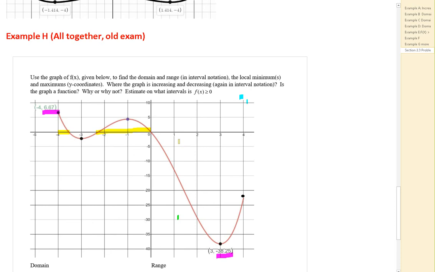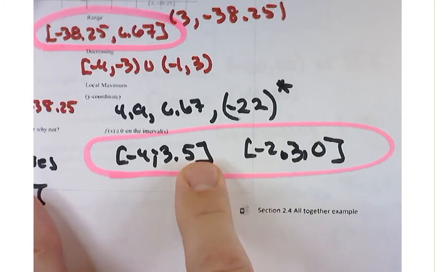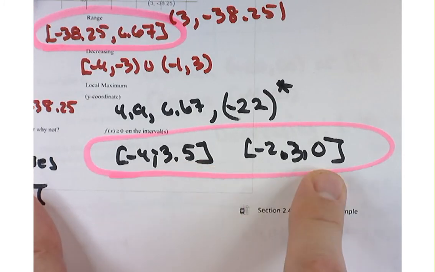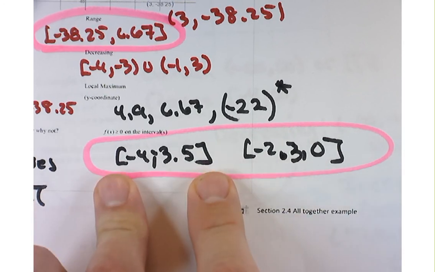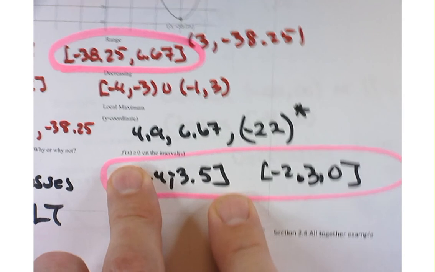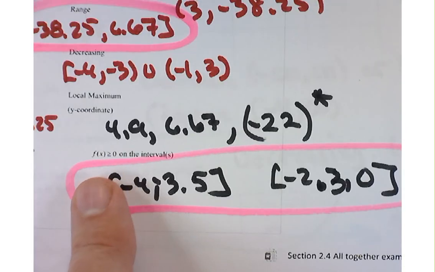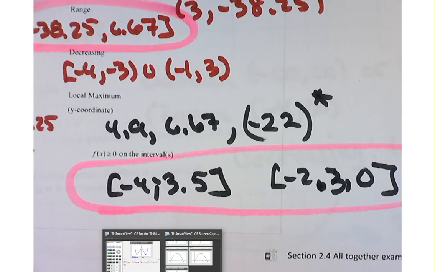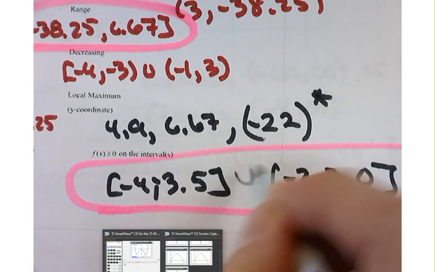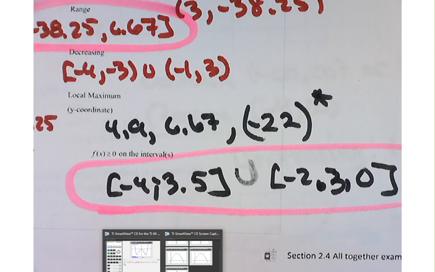So here's what I wrote for mine. -4 to -3.5 and -2.3 to 0. I put brackets because the problem asks you for greater than or equal to. So I'll include the endpoints as well. Do we have a union in there? A union in here would be most welcome and appropriate. Yep. Awesome. That'll do it.